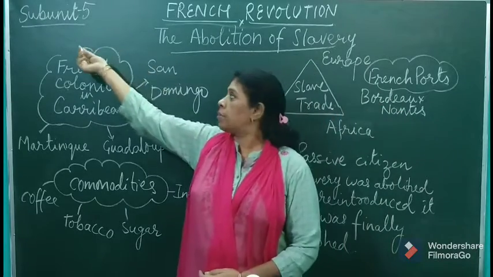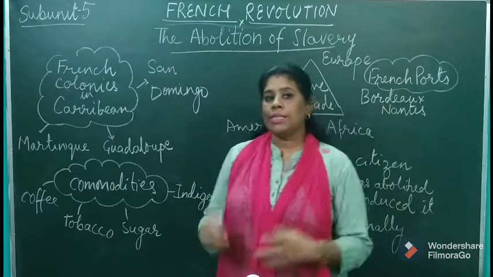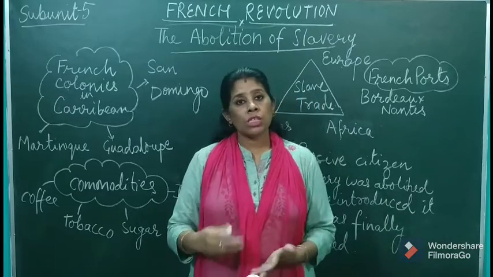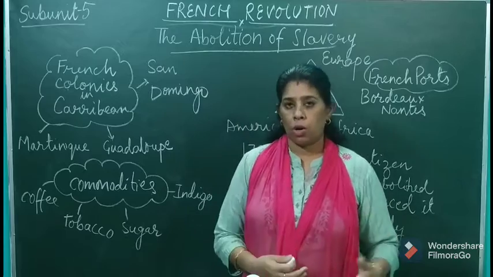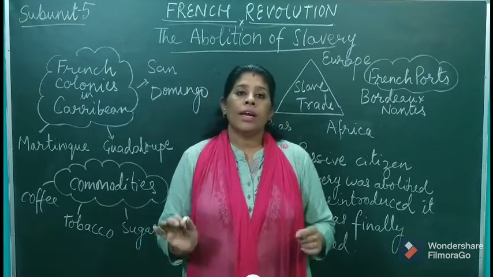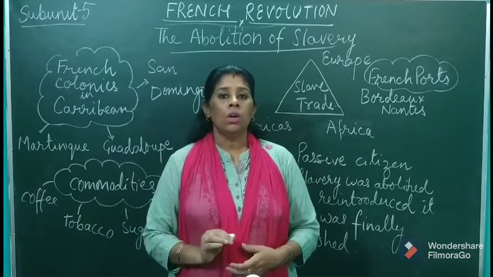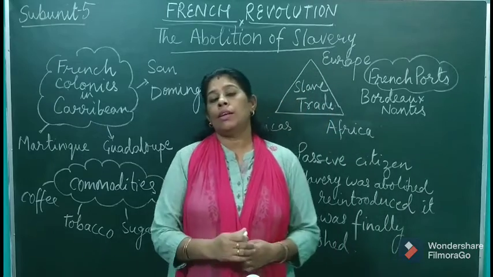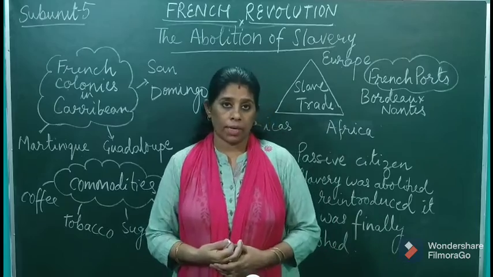Start with subunit 5, the abolition of slavery. So in this chapter, we are going to see how slavery was practiced in France and how it was abolished. Now slavery was practiced not only in France, it was practiced in the entire Europe, in America also, right? And this was a very bad practice. But basically we will see why slavery was required here.